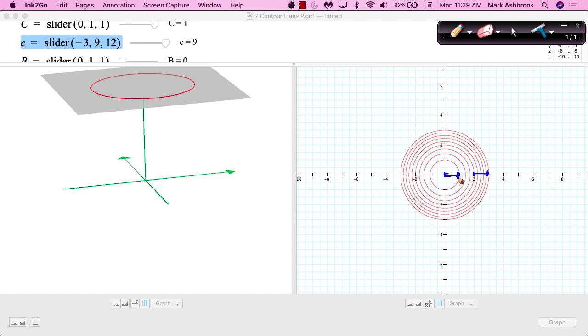That means the surface is much shallower here than it is here. It's much steeper here where the lines are closer together.